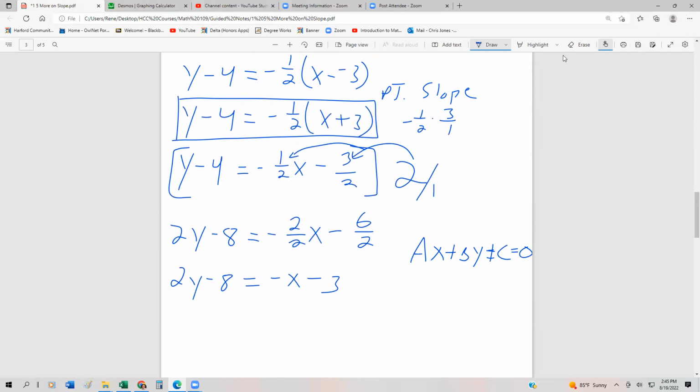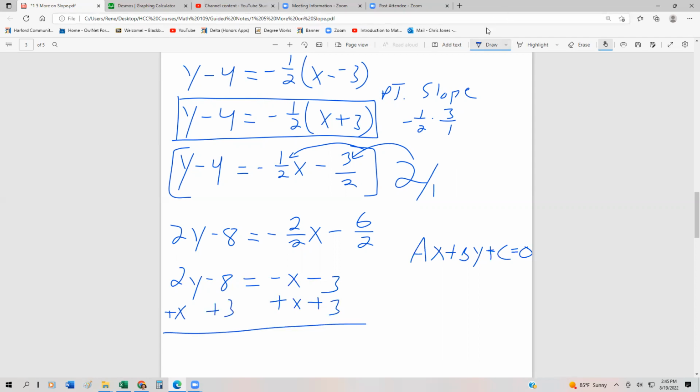All right, so to be able to get there, what we're going to do is erase that, just because we need that to be plus. And so what I'm going to do is add x to both sides, and then I'm also going to add 3 to both sides.